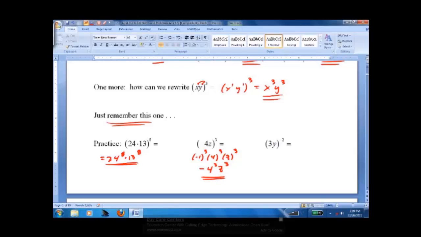-4 to the 3rd, z to the 3rd. And this one would just be 3 to the -2, y to the -2. And again, we don't ever really want to write negative exponents. I'll show you how to fix that shortly. Next lesson.